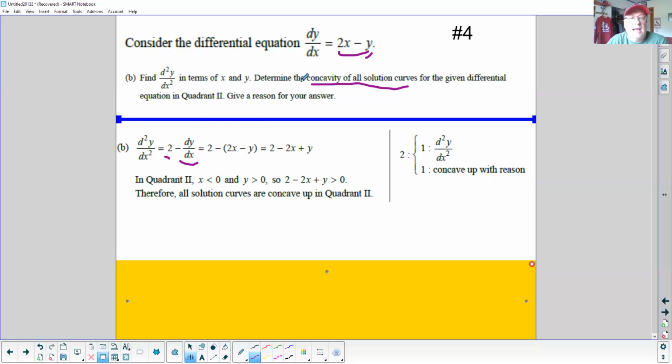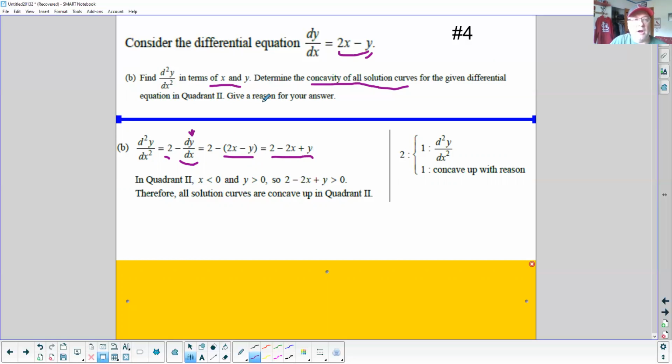But it says in terms of x and y. So that's why you need to go back and substitute in what dy/dx equals here, which in this case is this. Now you do have to be careful. You do have to have the parentheses around this, or you needed to have distributed the negative in. If you left these parentheses off or didn't distribute the negative in, like it is over here, then it's technically incorrect because that negative affects both of these parts.